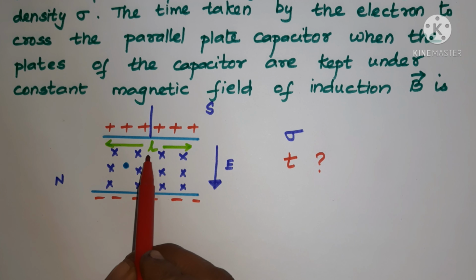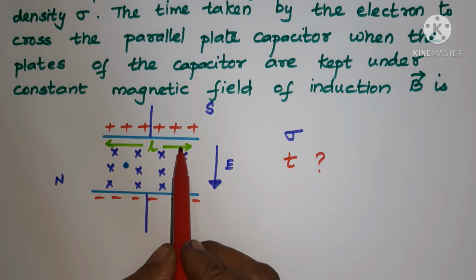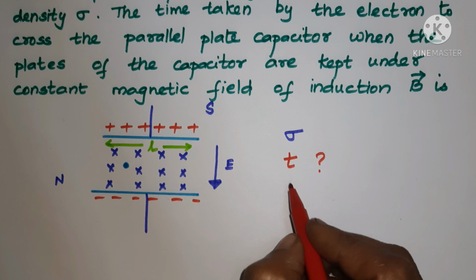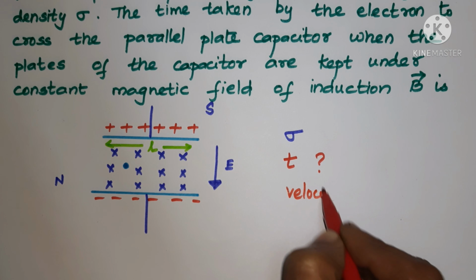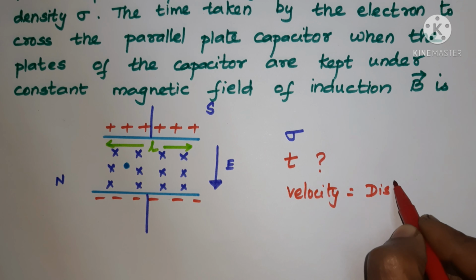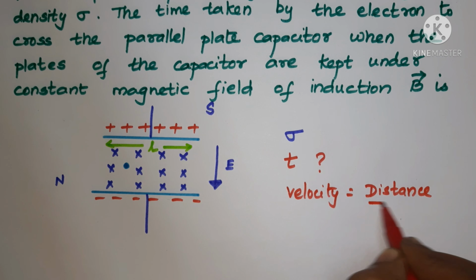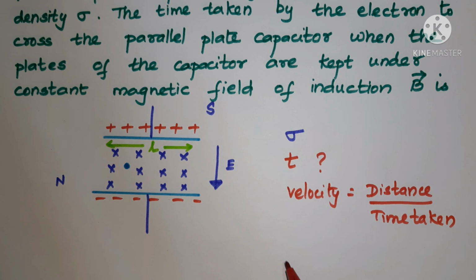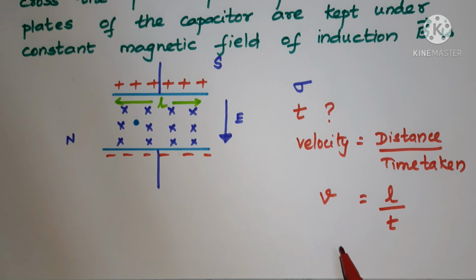The relation between this length, that is the distance in which the electron is moving, and the time taken is: velocity is equal to distance by time taken. So we can write V is equal to L divided by T. Therefore, T is equal to L by V.